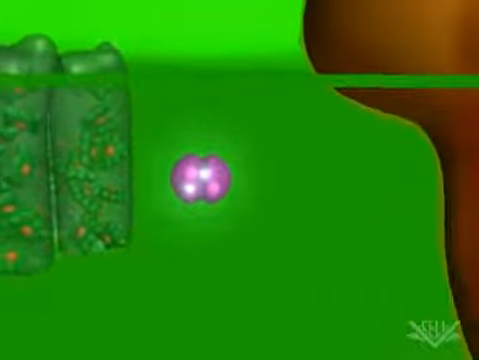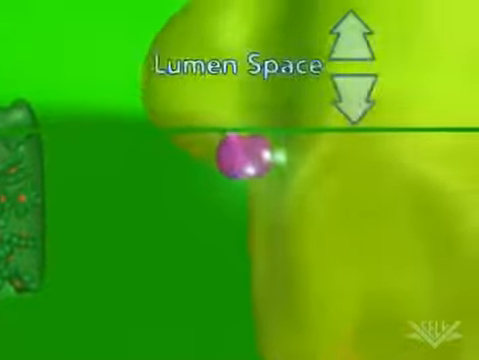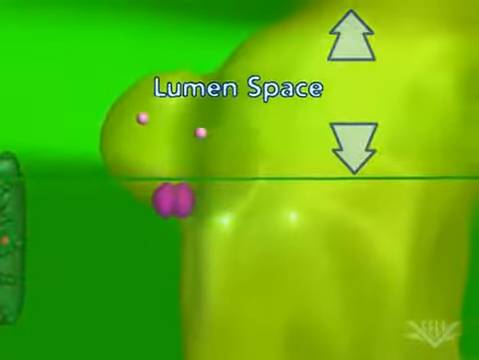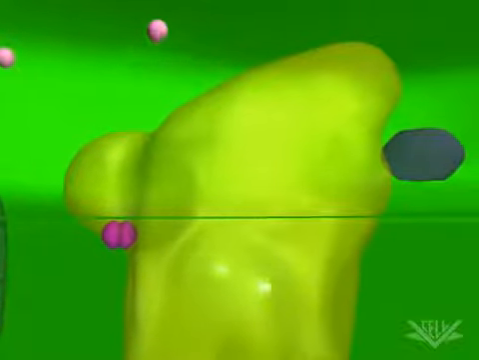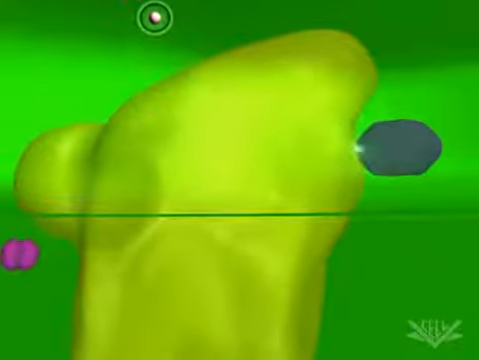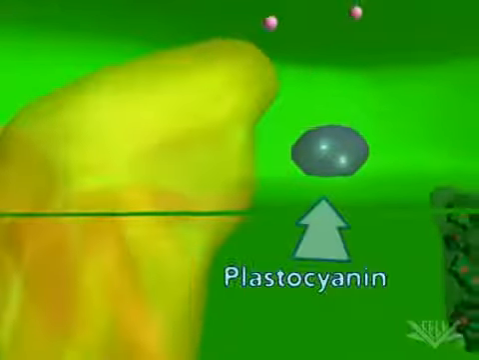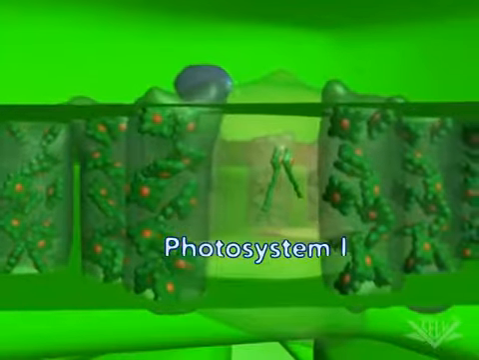Plastoquinone QB then transfers the 2 electrons to the cytochrome b6f complex. The 2 protons it picked up are released into the lumen. These transfers are coupled with the pumping of 2 more hydrogen ions into the lumen space by cytochrome b6f. The electrons are next transferred to plastocyanin, another mobile carrier. Next, the electrons are transferred from plastocyanin to the photosystem 1 complex.